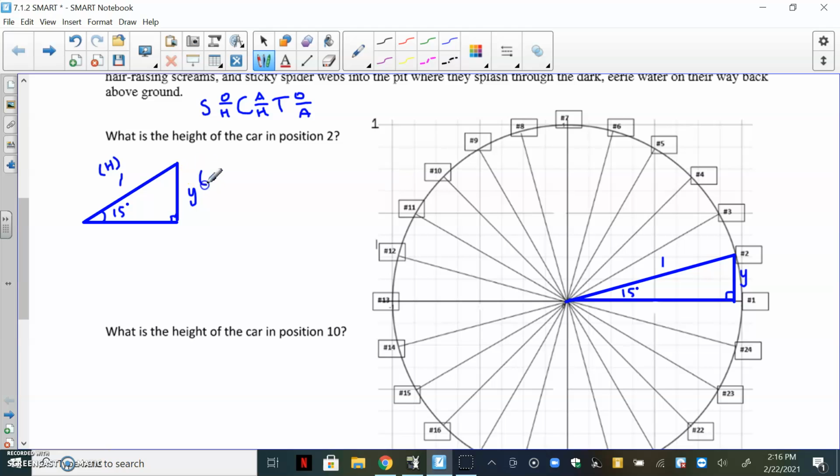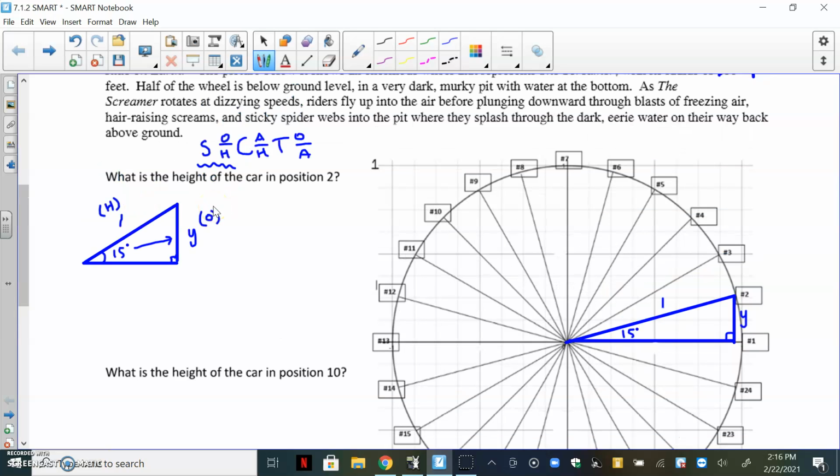And the y is going to be an O because it's the opposite. It's the farthest away from this angle. So that's how we know. Because we're working with O and H, we are going to be using sine. And that's probably something that was already given away by the fact that we know the goal of this lesson is to work with the sine function.